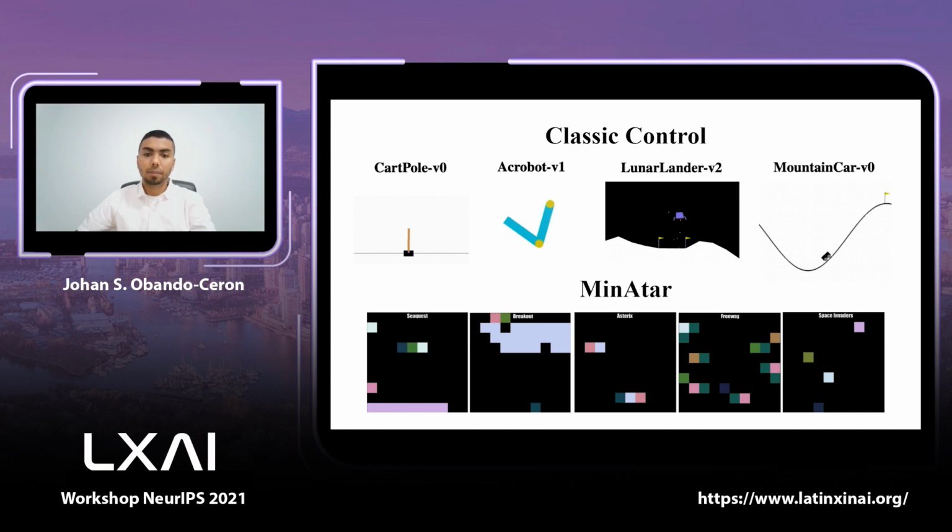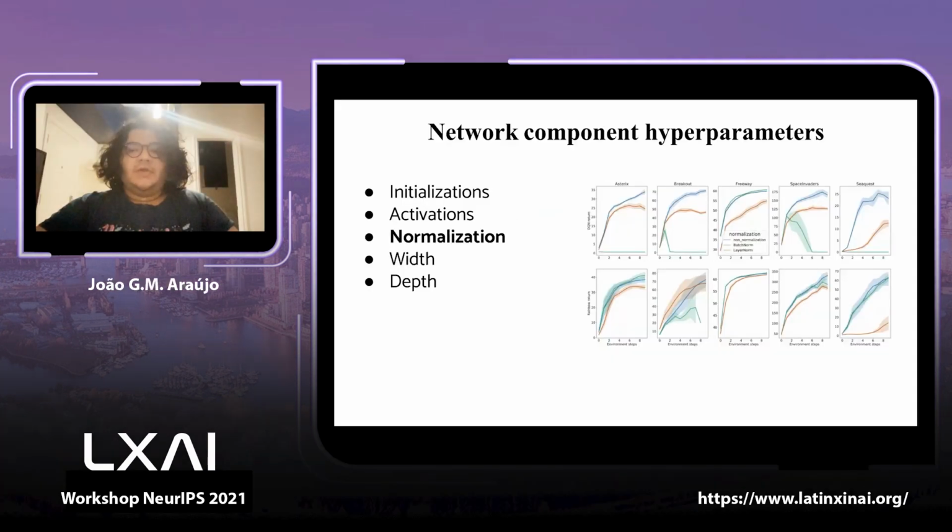Hi, my name is João, and I'm going to be talking about how we divide our hyperparameters, some interesting results, and the main takeaways of the paper. So here we have our first grouping of hyperparameters, those related to the network of our learning agents, to the neural network. So we have the initialization of the layers, the activation functions between the layers, the normalization, which is if you're using it and what type, the width of the layers, and the depth of the network.